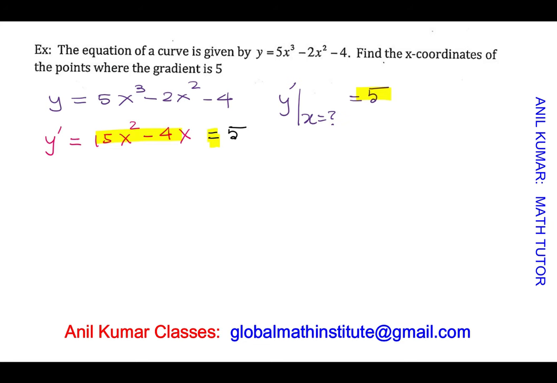So we have to solve this equation now, right? We can bring all the terms to the left hand side. So we get 15x squared minus 4x minus 5 equals 0. So we want the point where the gradient is 5. So you have this particular quadratic equation.